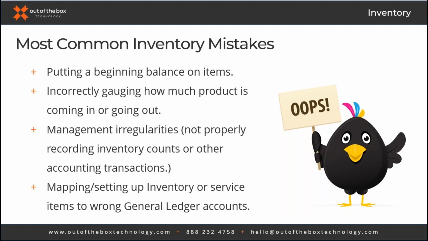Some of the most common inventory mistakes are putting a beginning balance on items, incorrectly gauging how much product is coming in or going out, management irregularities, which means not properly recording inventory counts or other accounting transactions, and mapping and setting up inventory or service items to go to the wrong general ledger accounts.